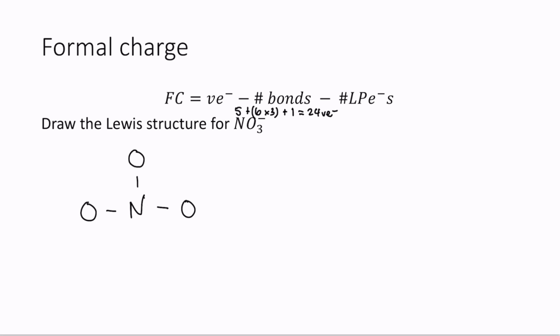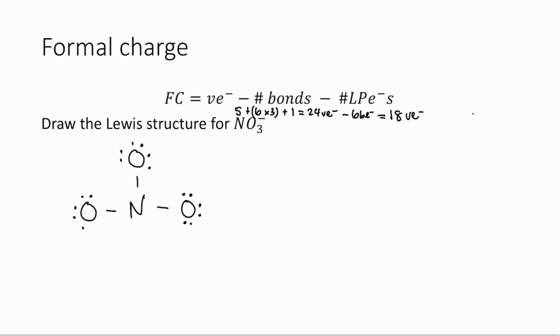Bond each of the oxygen to the nitrogen. That's going to account for 6 bonding electrons. So I'm going to have 18 valence electrons left over. I was wondering where my other 2 electrons went. So all of these electrons can go around the oxygens.